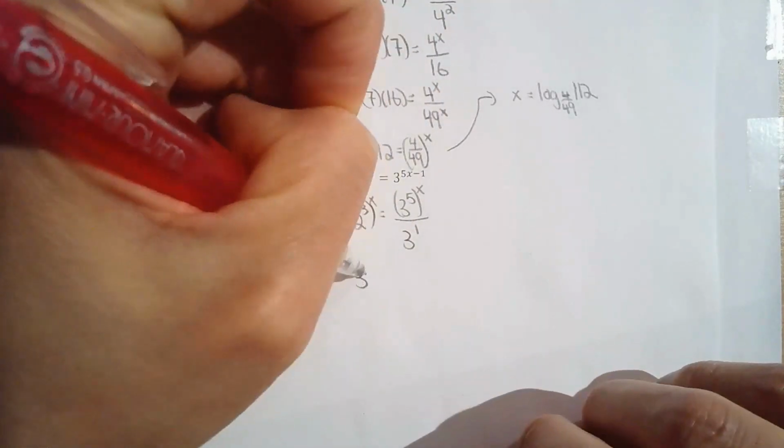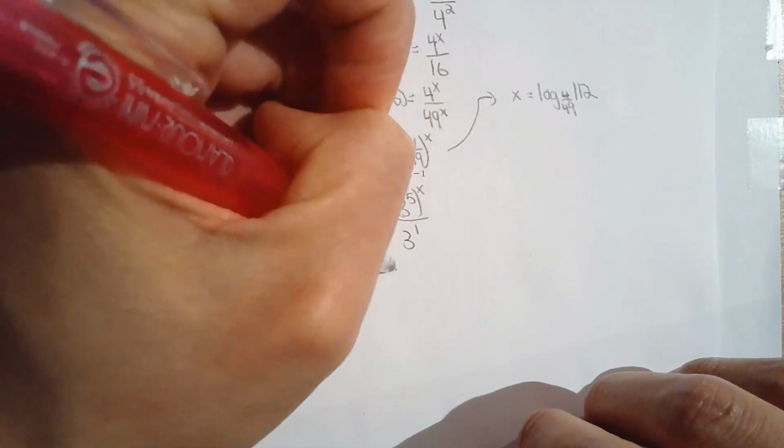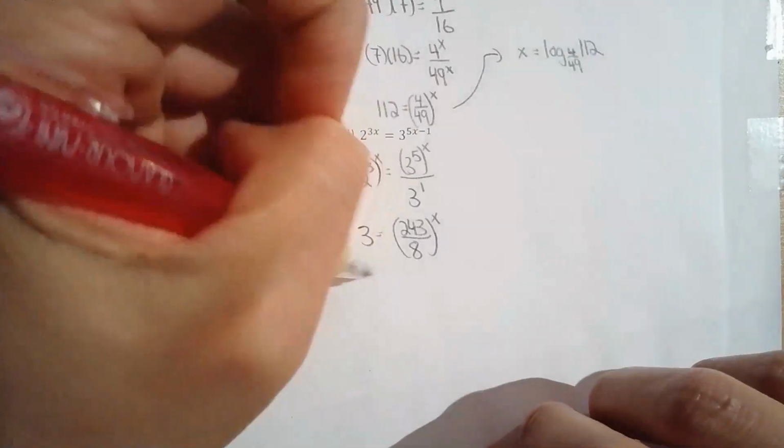So I'm going to do 3, and then I'm going to bring the terms with x on the right hand side. 3 to the 5 is 243. 2 cubed is 8. And then logarithmic form, and I'm done.